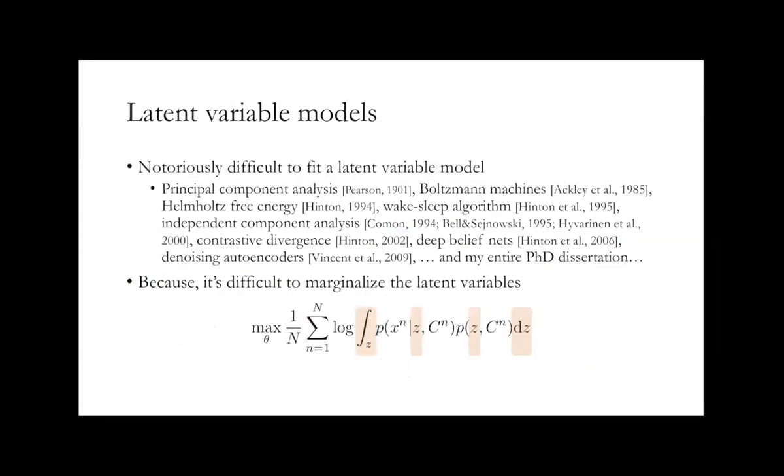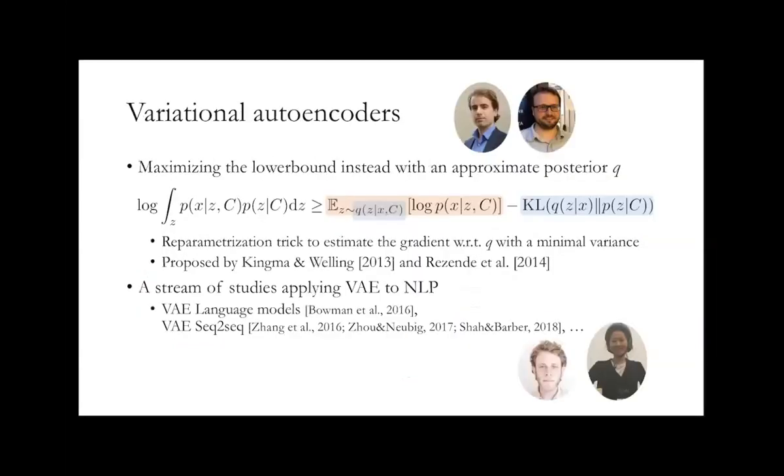It's really difficult to fit these latent variable models. In fact, my entire PhD dissertation was on doing so unsuccessfully. However, in 2013 and 2014, there was something called variational autoencoders, which I believe you have already learned. In variational autoencoders, we don't have time to go into detail, but what we do is, instead of trying to compute this marginal probability directly, we compute a lower bound to that.